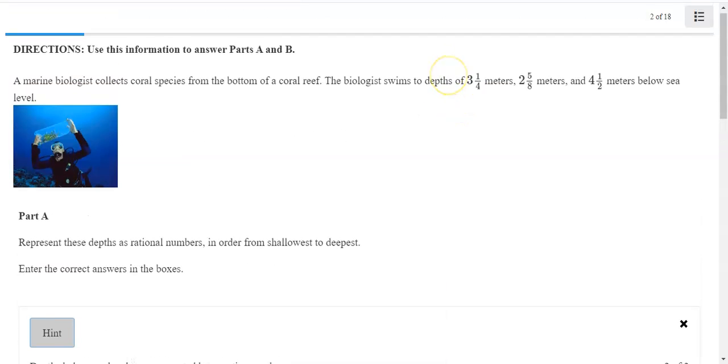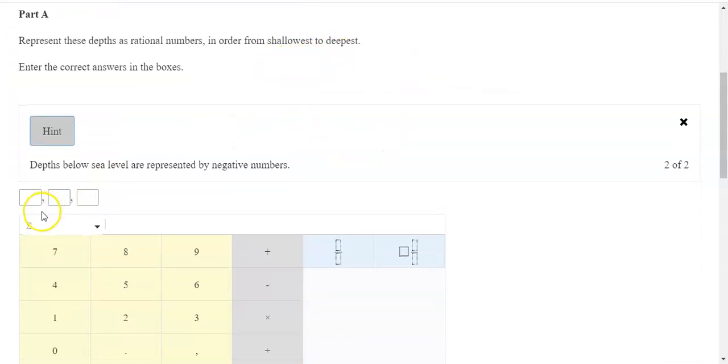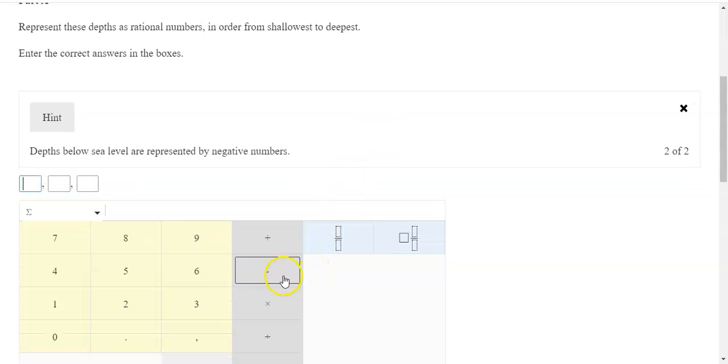So our numbers again were 3 1/4, 2 5/8, and 4 1/2. We're going to go shallowest to deepest. Remember, we have our negative in front of there. So we have first negative 4 1/2. Then we have negative 3 1/4. Then we have negative 2 5/8.